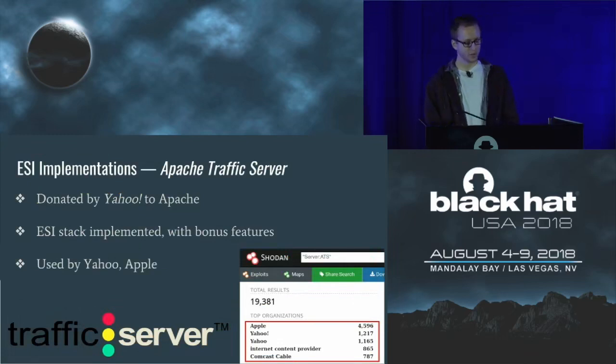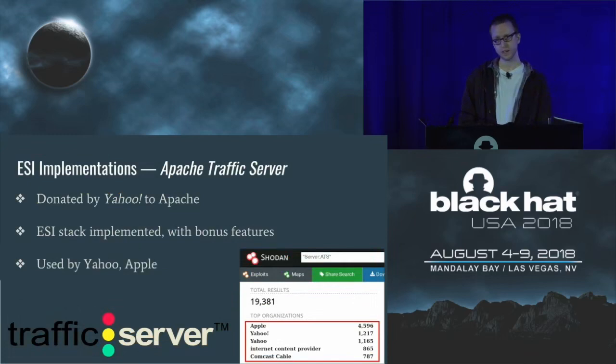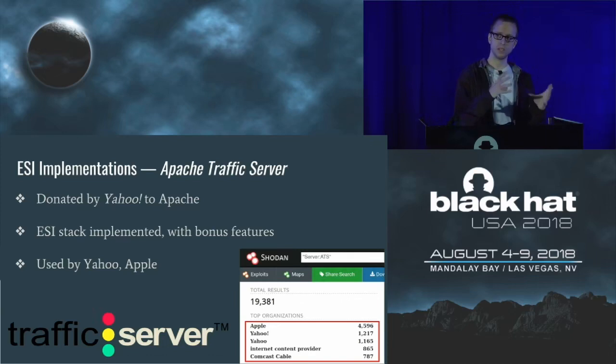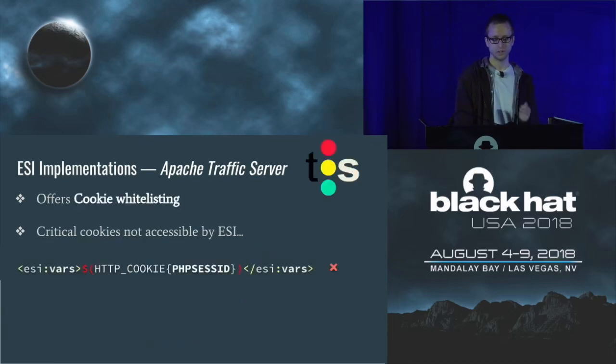So I looked at Apache Traffic Server for two reasons. First of all, because it's used by high-profile organizations, so that's always a plus. I know for a fact that Yahoo uses it, and Shodan also talked about Apple and Comcast. That's yet to be confirmed. I also looked at ATS for another reason, which is they added all of the ESI specification and they added bonus features. Some are very interesting, and one of the features is cookie whitelisting, which might sound like a great idea.